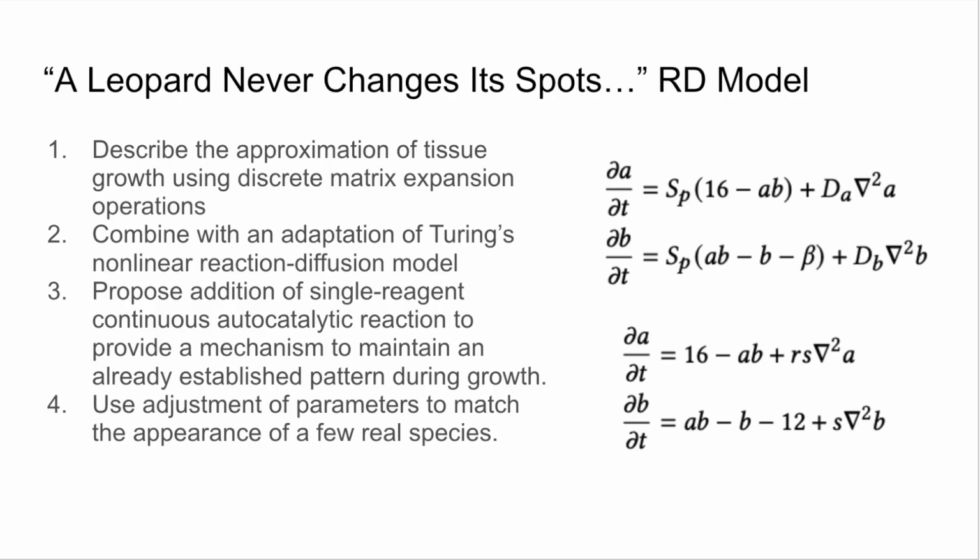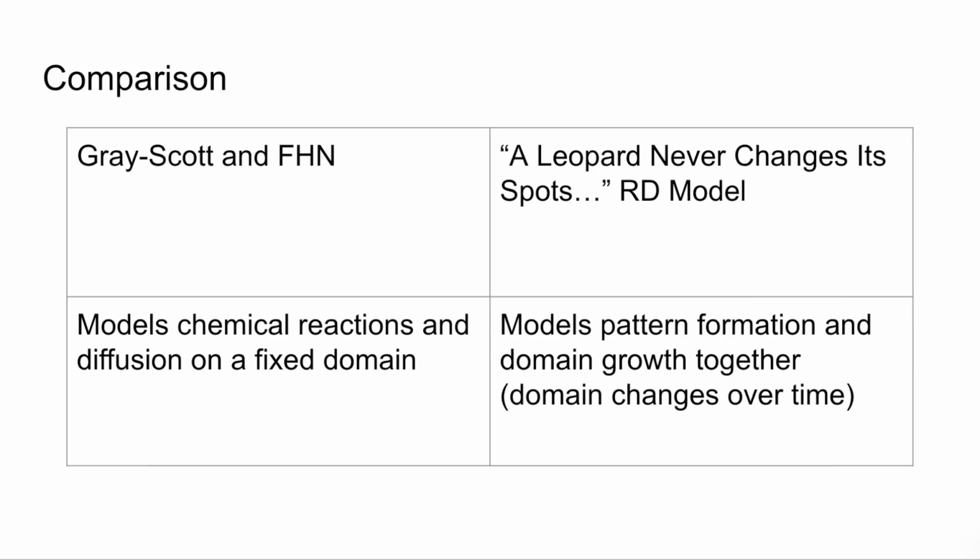And then to simulate the patterns in the model, we have to impose bounds on the variables to keep the system stable. Their approach is to use an approximation of tissue growth using discrete matrix expansion operations, and this leads to the biggest difference between the two models that we use. The Gray-Scott and the FHN models model chemical reactions and diffusion on a fixed domain, while the article's model models pattern formation and domain growth together since they have that discrete matrix expansion built into their system.